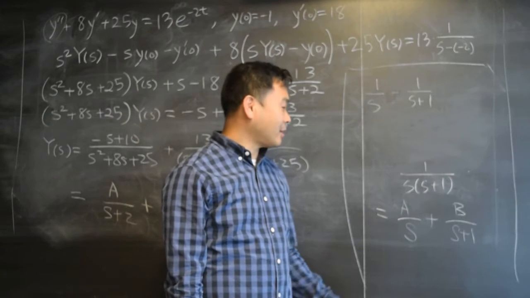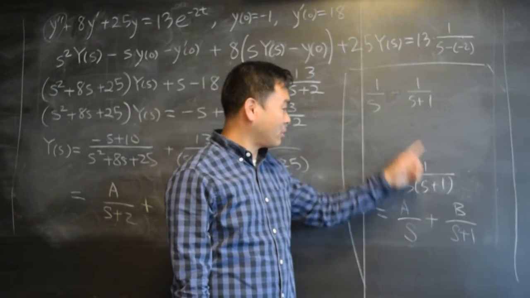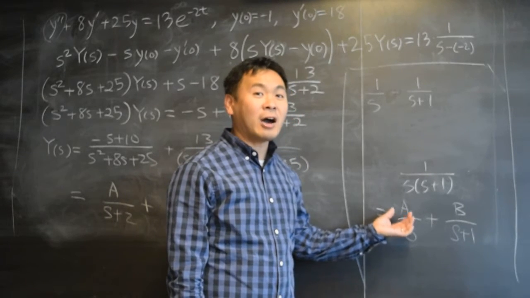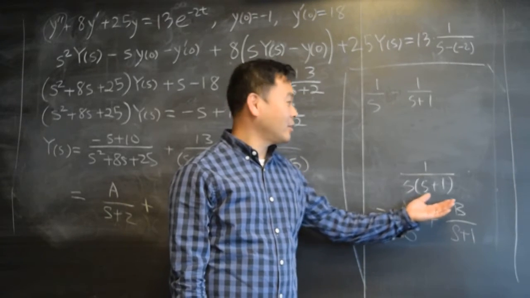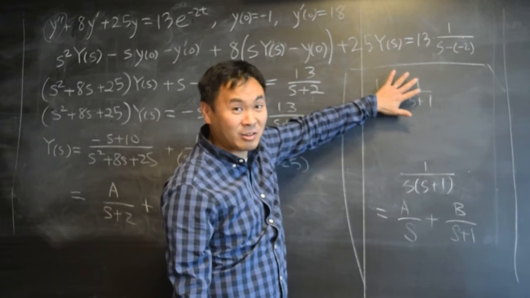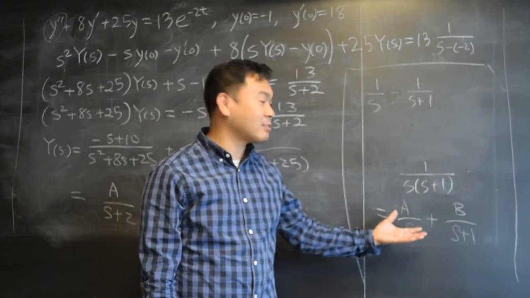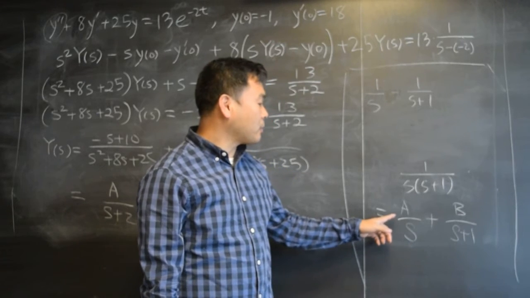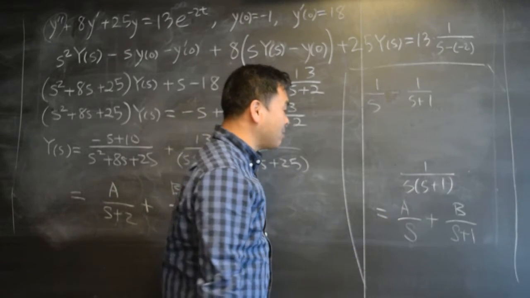Okay? And actually we do know the answer. A has to be 1 and B has to be negative 1. But the question is, how can we find out that A is 1 and B is negative 1 if we didn't know this? Okay? And that's basically what partial fraction expansion is, right? Now, how do you actually find A and B?